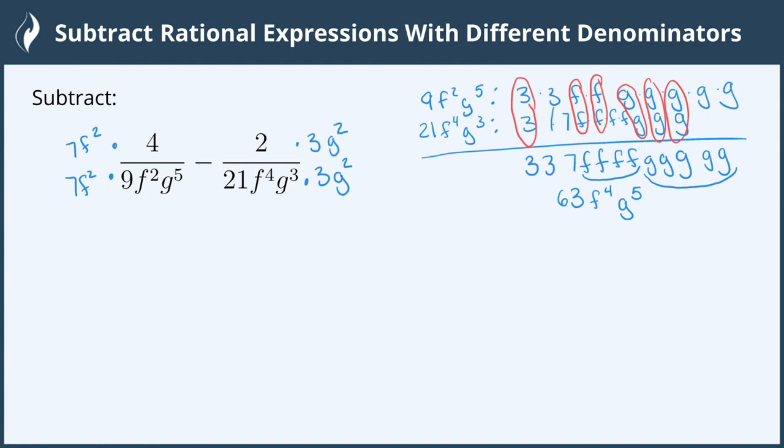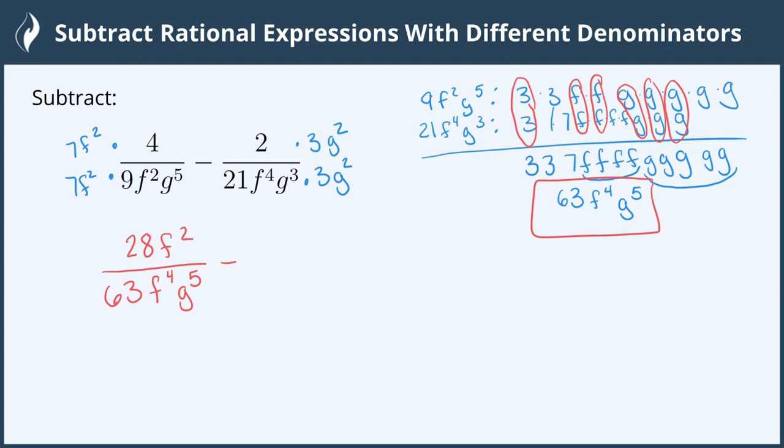Now on the first one, 7f squared times 4, 7 times 4 is 28, so we have 28f squared, and 9 times 7 is 63. F squared times f squared is f to the 4th, and we still have the g to the 5th, which matches our lowest common denominator. So we did it correctly.